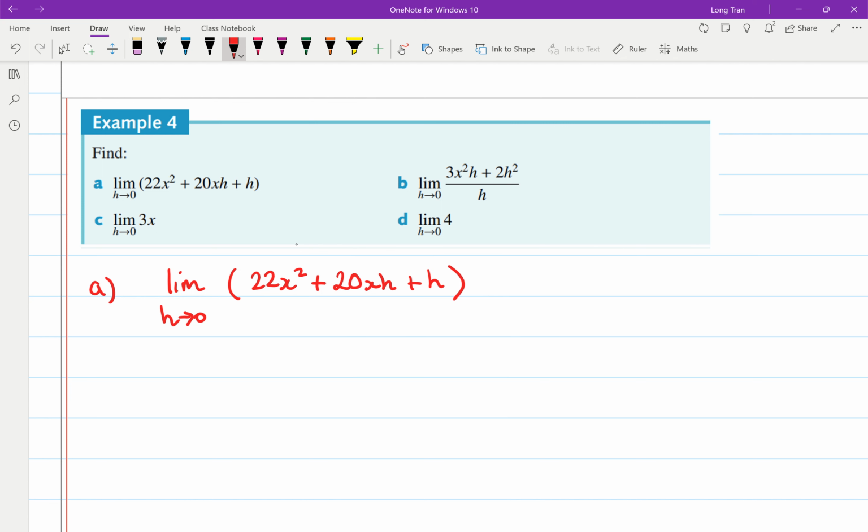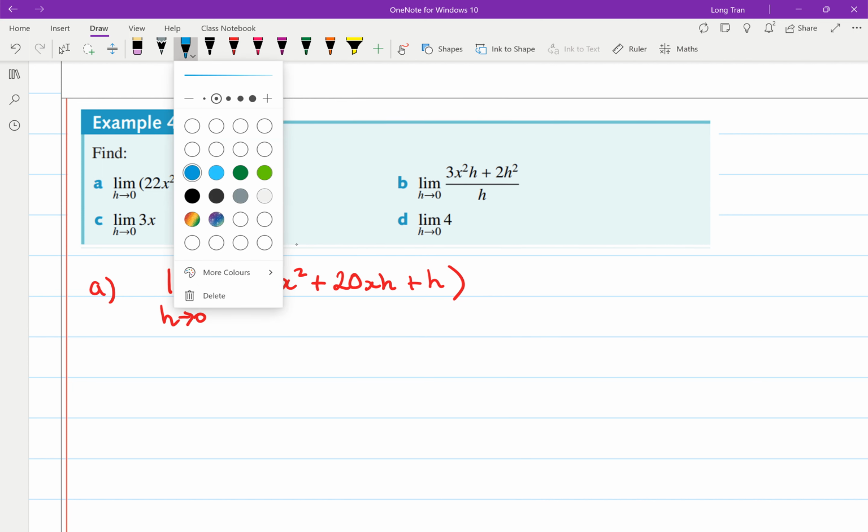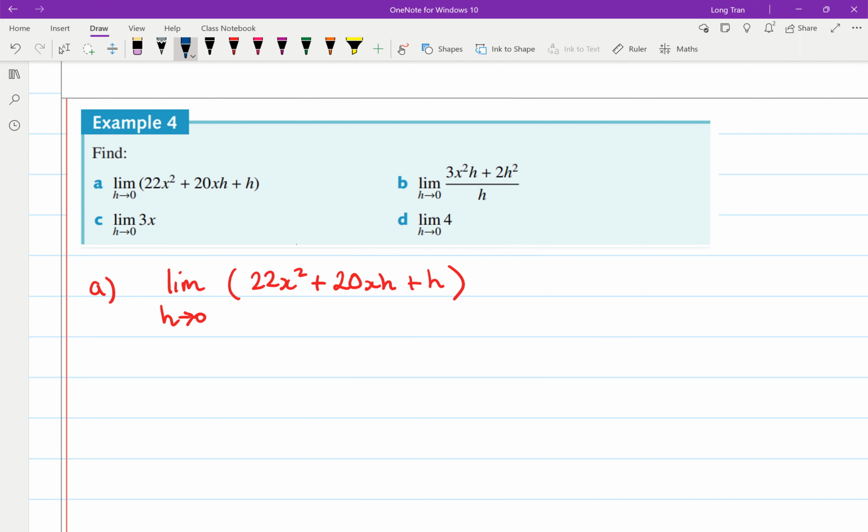Now, the idea is about analyzing what happens overall. It's all on a theoretical point here. This is h. We're saying, what if h became infinitely small? We're not saying it's 0. We're saying it's infinitely small. If you have a look at the first term, 22 times x squared, does it matter if h gets really small? No. This has everything to do with x. So that means 22x squared will stay the same.